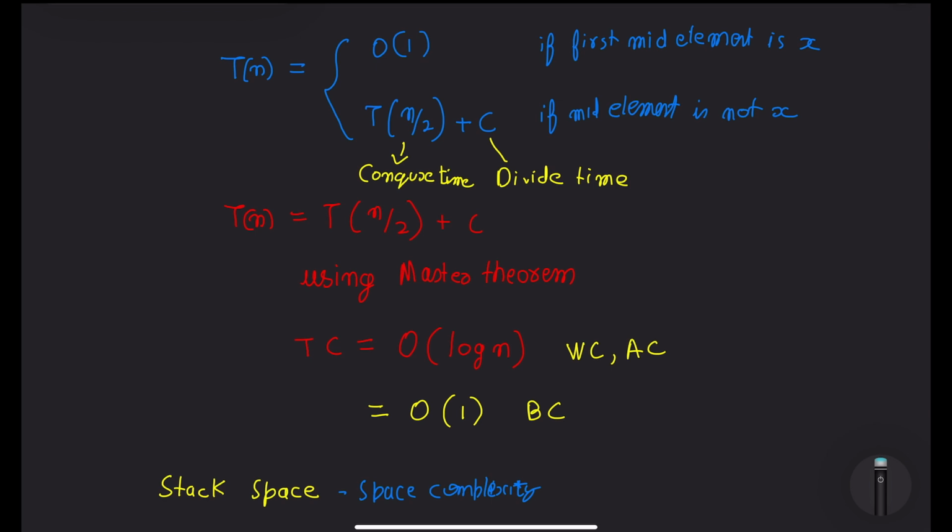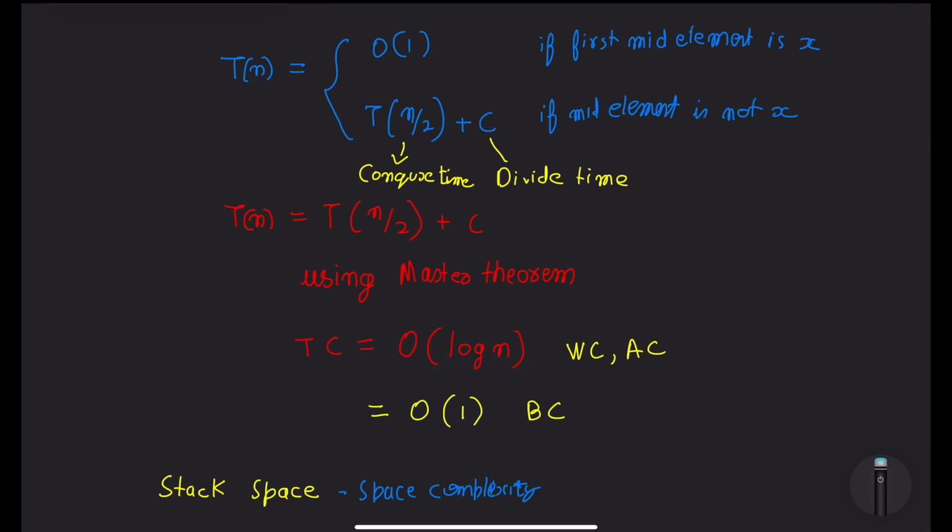We are not taking 2T(n/2) because these function calls are inside an if-else condition, so at a time only one function call will happen. c is the divide time, which is required to find the mid element. All 1 units of time can be written as constant c. So we have our recurrence relation T(n) = T(n/2) + c. We can use the Master's theorem to solve this recurrence relation. After solving it, we get the time complexity equal to log n.